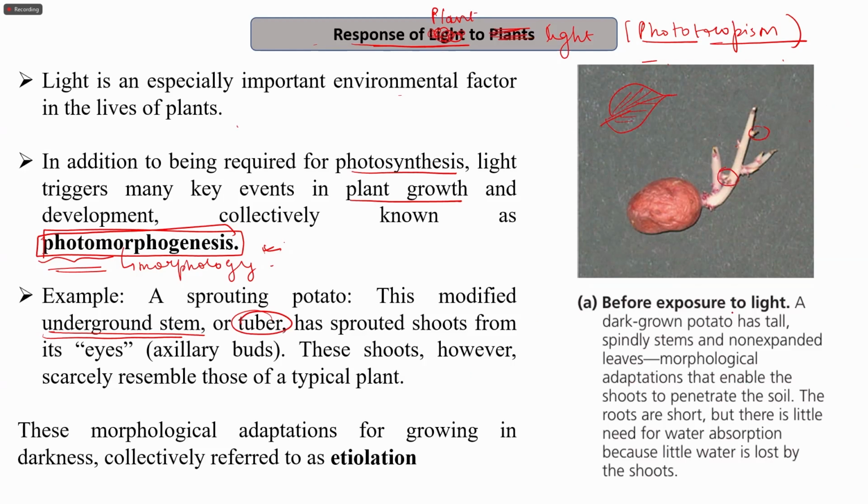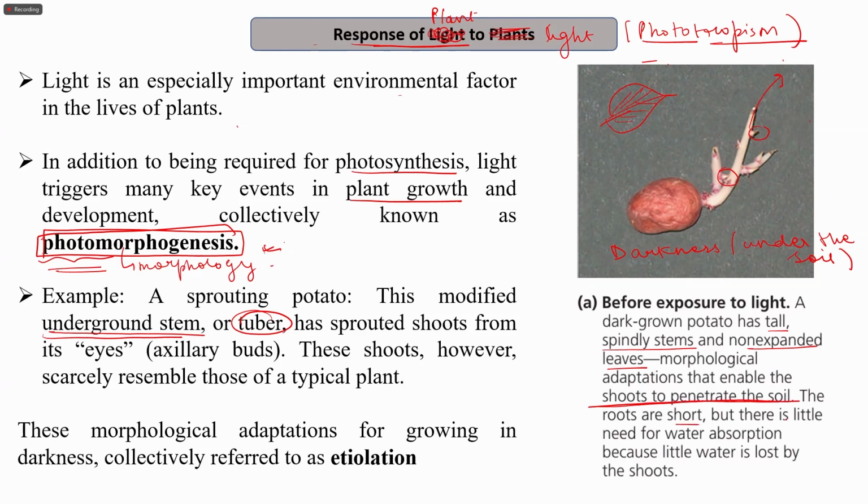Morphological adaptations: the non-expanded leaves, and a tall spindle stem. Why is this required? Because they are growing in the darkness, under the soil. In order to grow the shoot out of the soil, they require a lot of energy. Therefore, by these modifications, they are trying to conserve energy. So a dark-grown potato has tall, spindly stems and non-expanded leaves. These are the morphological adaptations that enable the shoots to penetrate the soil by conserving energy.